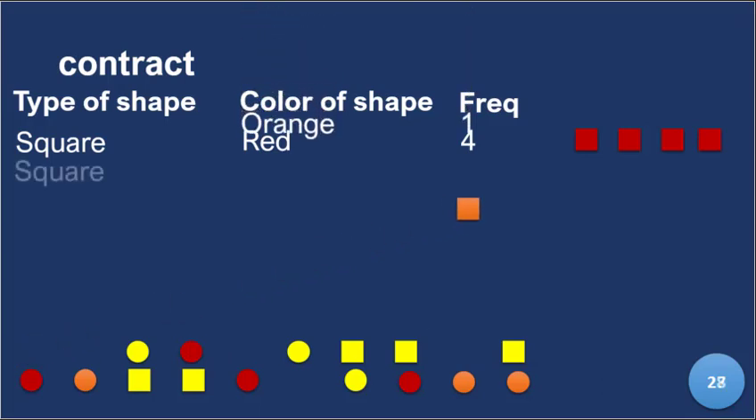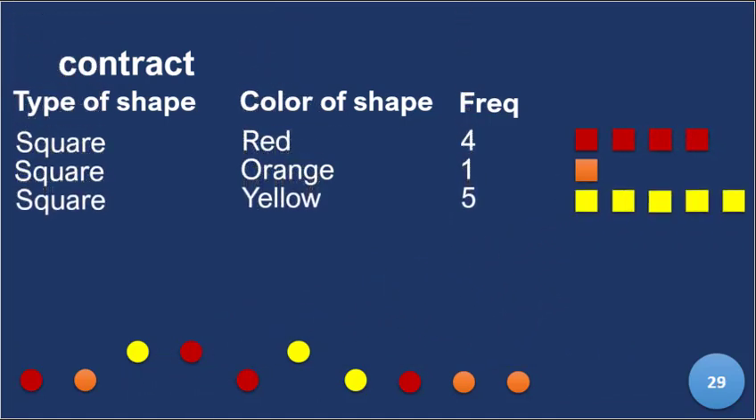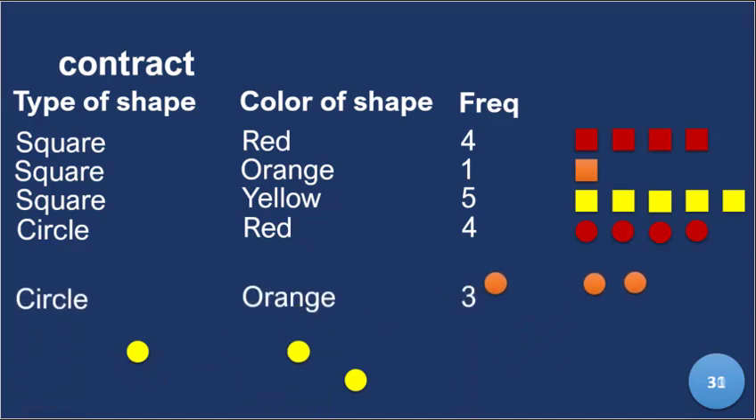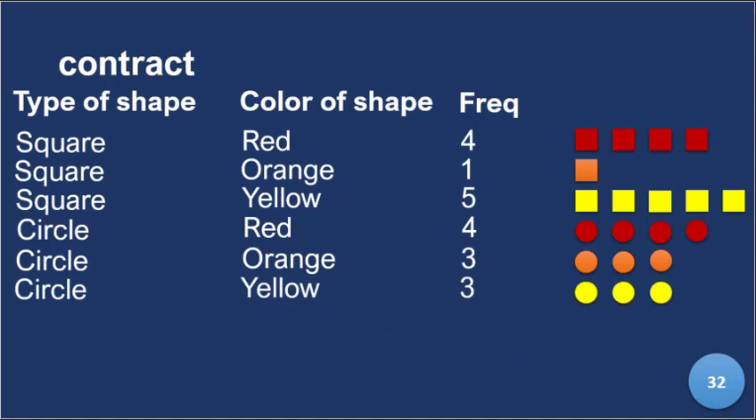We have 1 orange square. We have 5 yellow squares. Now when you add all this so far, we have 10 squares. So it's apparent that we have 10 squares and 10 circles. So just follow me. And then we have circles. 4 red circles, 3 orange circles, 3 yellow circles, and the total would make 20.